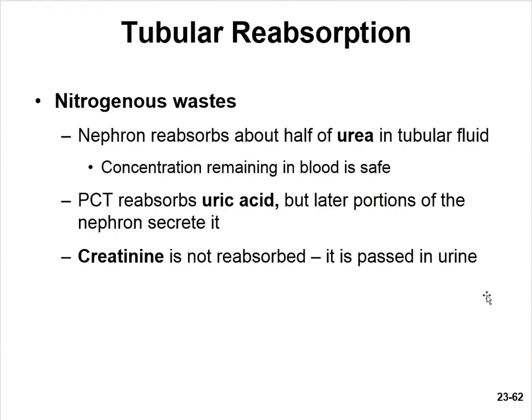For the nitrogenous wastes, the nephron reabsorbs about half of the urea in the tubular fluid, but that's okay because that concentration is safe for the blood. And the proximal convoluted tubule reabsorbs uric acid, but later portions of the nephron will secrete it, meaning they'll grab it back out again and get rid of it. Creatinine is still passed in the urine. It's not reabsorbed at all.